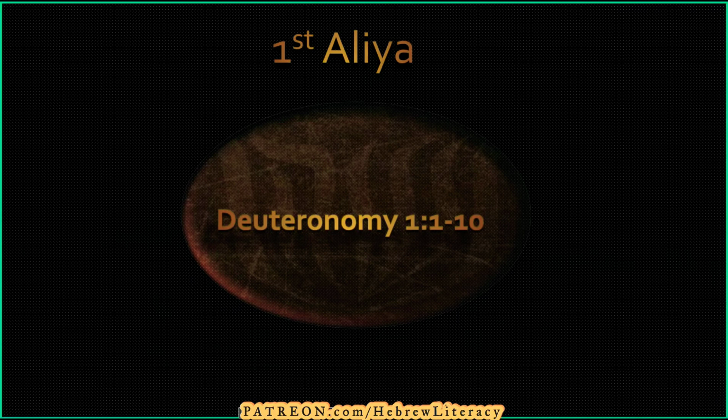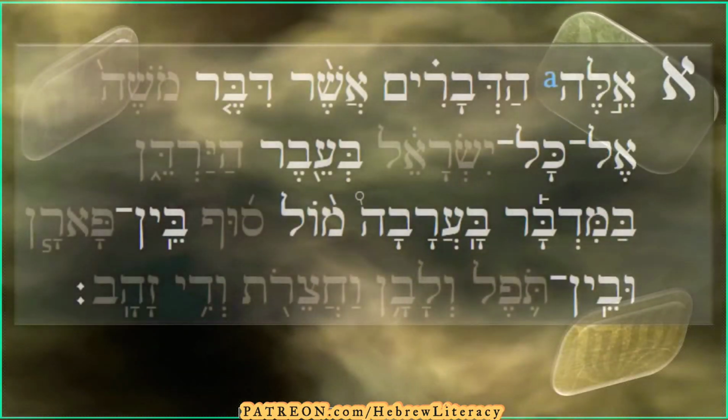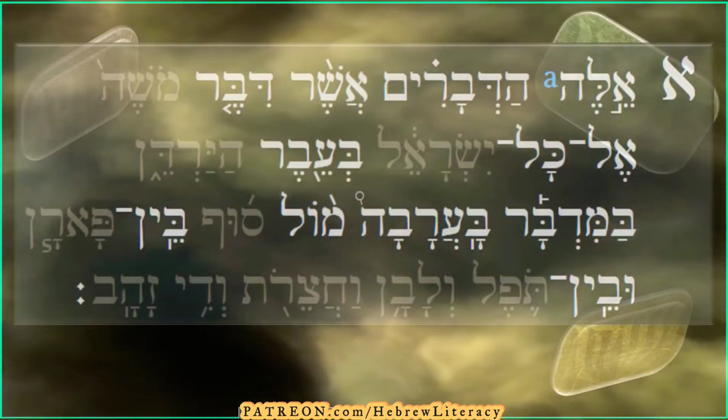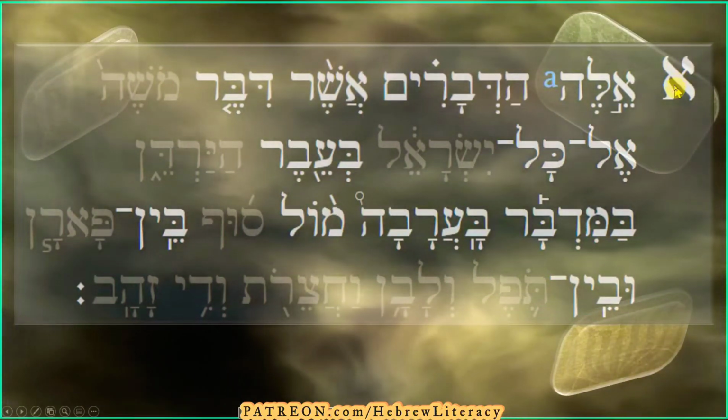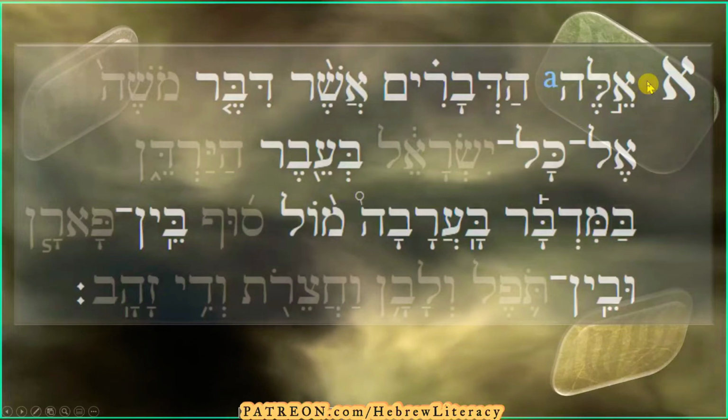Nice. Hallelujah. Okay, so the first Aliya is Deuteronomy 1, verse 1 through verse 10. Only verse 1 only, Rabbi. Yep. Here it is. You can read what's on this page. This is verse 1. So here we have our chapter 1, and you have to read verse 1. So go ahead.